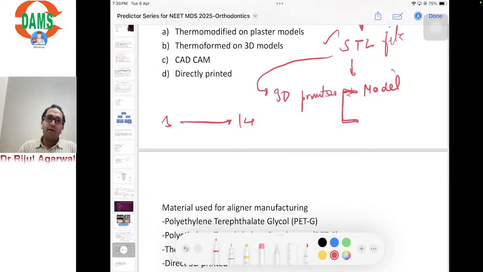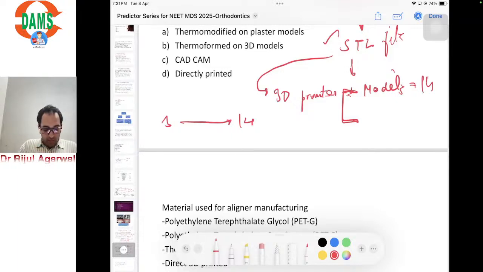Supposedly we have to correct a crossbite with respect to a lateral incisor. So on each 3D model there will be a certain amount of movement built on that lateral incisor to push it buccally or labially. Supposedly in 14 models we reach the correct position of that lateral incisor. So the 3D printer will print those 14 models. Next step will be, once we obtain those 14 models, you will adapt a thermoforming sheet on those 14 models to obtain the aligners.